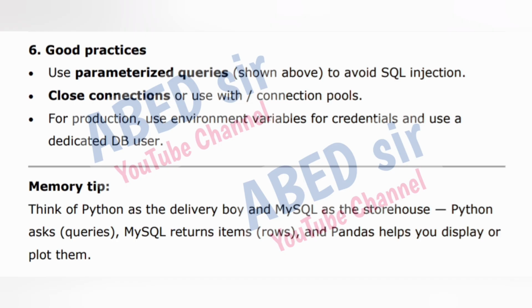6. Good practices. Use parameterized queries, shown above, to avoid SQL injection. Close connections or use connection pools. For production, use environment variables for credentials and use a dedicated DB user. Memory tip: think of Python as the delivery boy and MySQL as the storehouse. Python asks queries, MySQL returns items, rows, and Pandas helps you display or plot them.